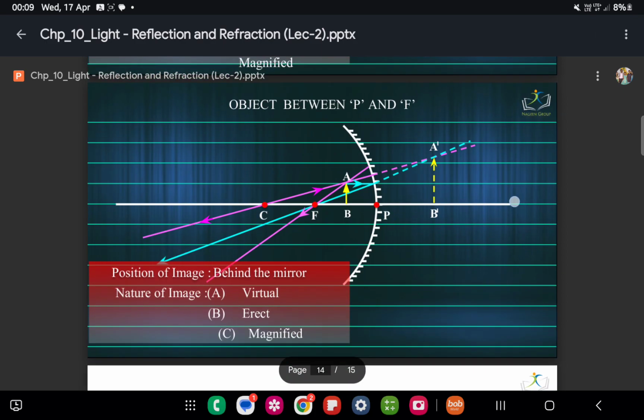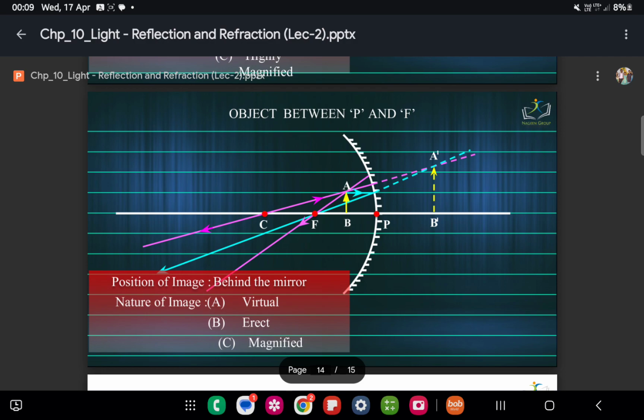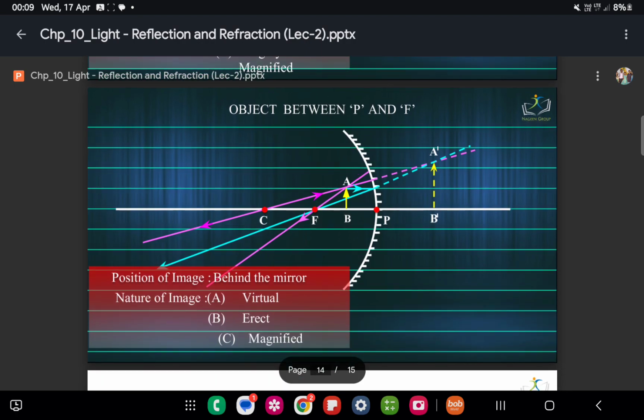The next concept is the object between P and F. It is also one of the cases. P means pole and F is focus. When we keep an object between the focus and pole, we will get an image that is magnified, but we will get it at the back side of the concave mirror. It will look like that.